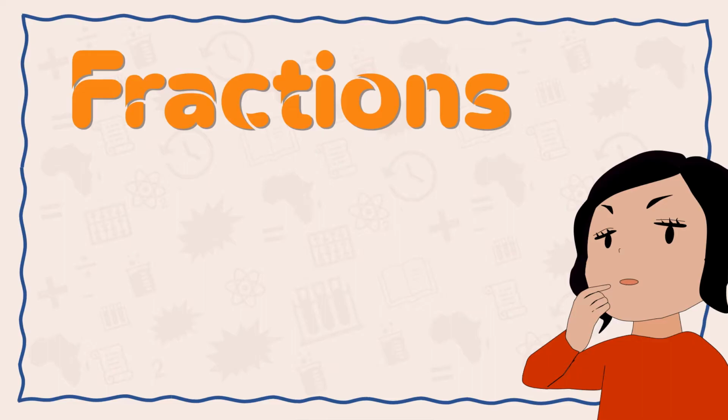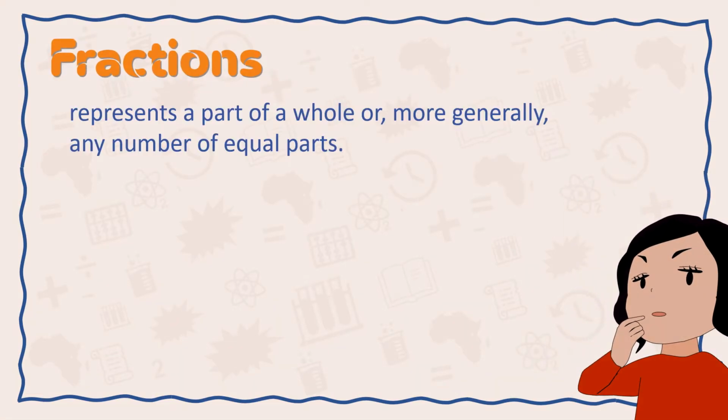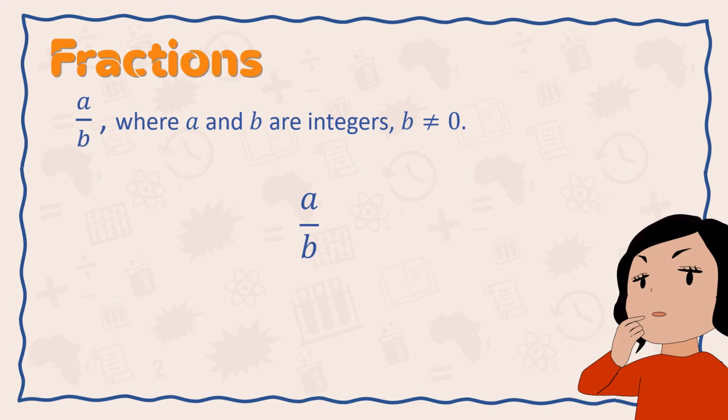Before we proceed to anything else, we must first know what fractions are. By the general definition, a fraction represents a part of a whole, or more generally, any number of equal parts. It can also be defined as A over B, where A and B are integers and B is not equal to 0. If B is equal to 0, it will become undefined. In this equation, we can say that A is our numerator and B is our denominator.